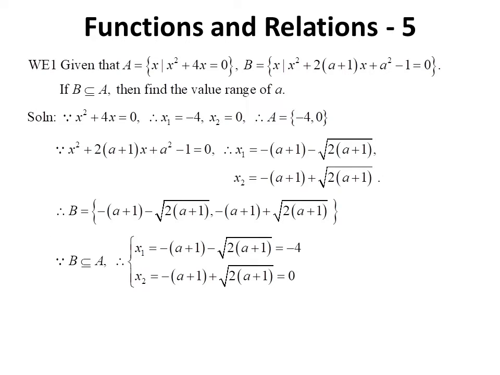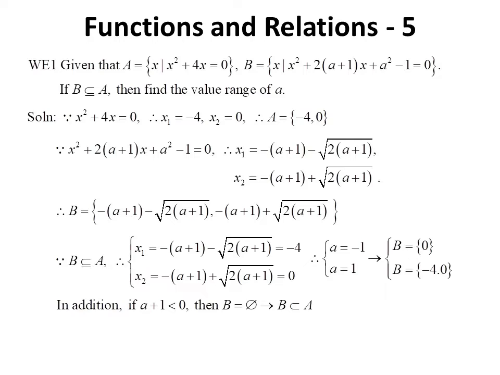Since B is a subset of set A, we make x sub 1 equals -4 and x sub 2 equals 0. So after solving the 2 simultaneous equations, the values of a are obtained and then back substituted into the quadratic equation in set B to calculate the corresponding elements. Hence, when we find a equal to -1, set B has 1 element of 0. When a equals 1, set B has 2 elements of -4 and 0.